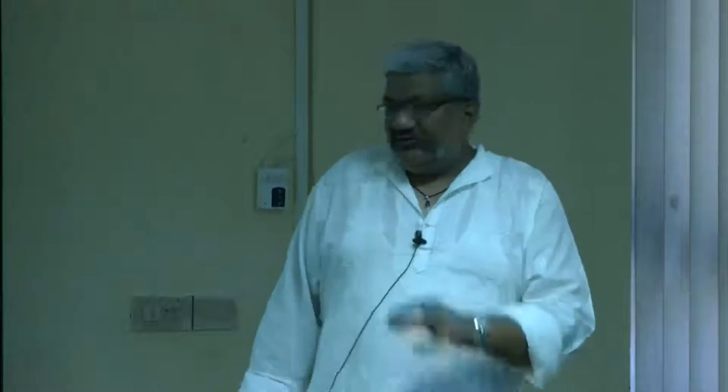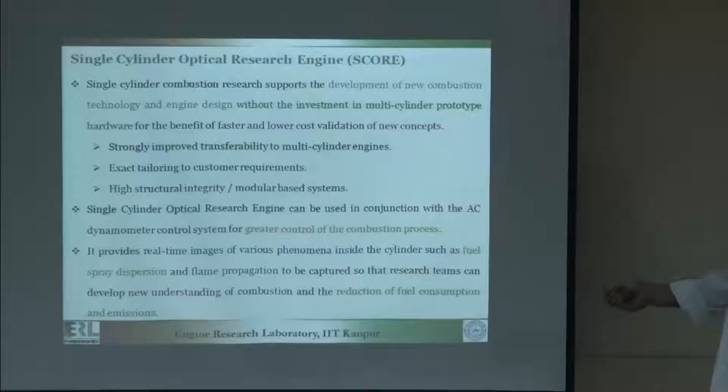Transient dyno basically acts like a motor. So, it takes you to whatever RPM you want, suppose 2000 RPM. So, now the engine is rotating at 2000 RPM already, and then you start doing HCCI combustion. And once the engine starts, the same motor which was acting as a motor will now start acting as a load, and it will start absorbing power, okay. So, when you couple the single cylinder engine with a transient dyno, it becomes a very potent combination.